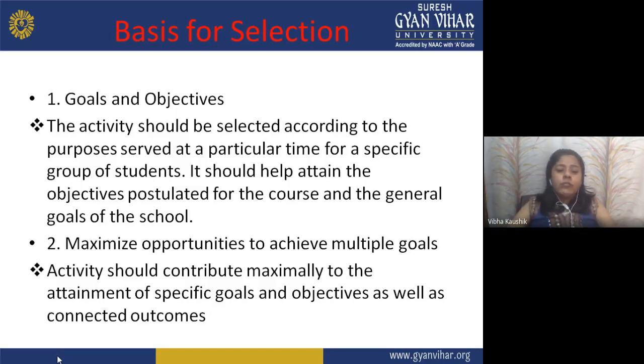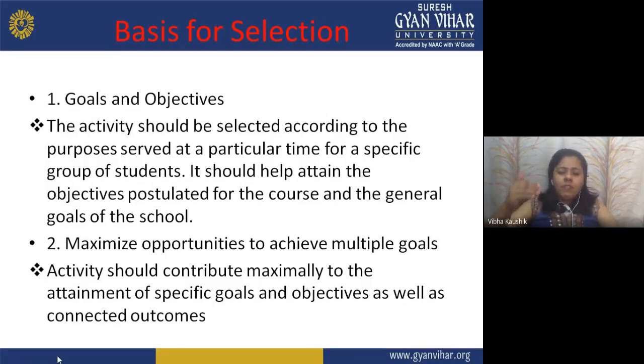Customized for the courses which they have decided for the course, and the general goals of the school. These are the general goals of my school, and these should be achieved by those particular activities. Maximum opportunities to achieve multiple goals, means you should give them the maximum opportunity so that multiple goals can be achieved. Activities should contribute maximally to the attainment of specific goals and objectives as well as connected outcomes.